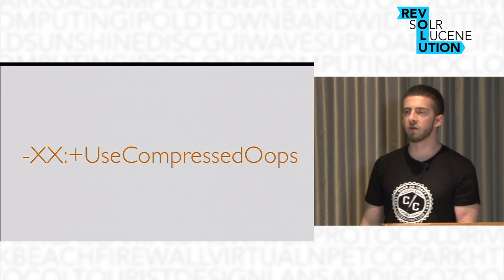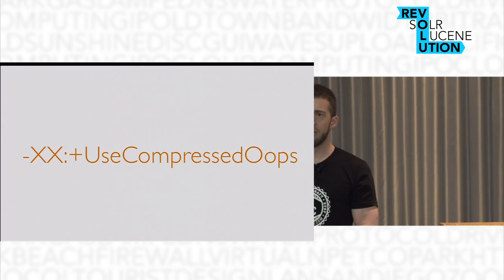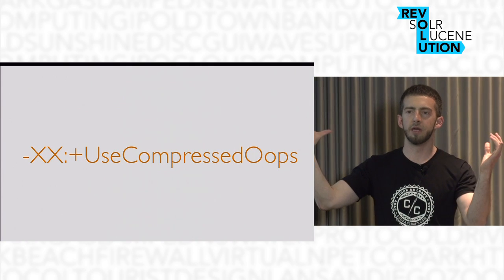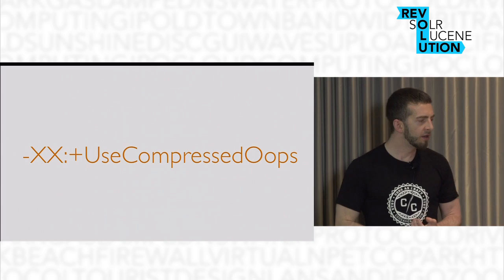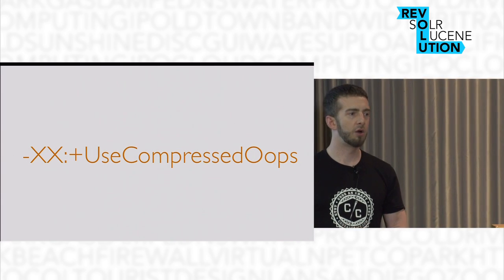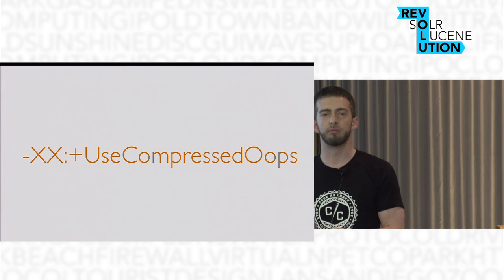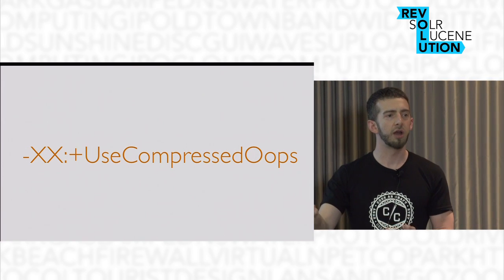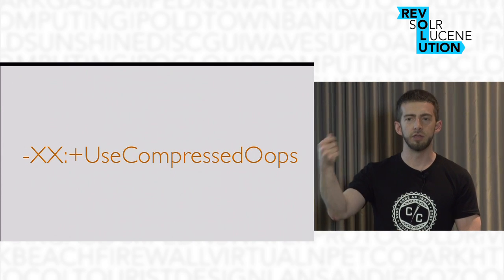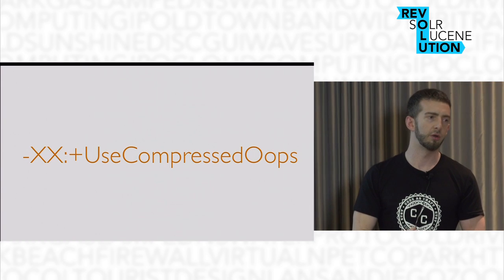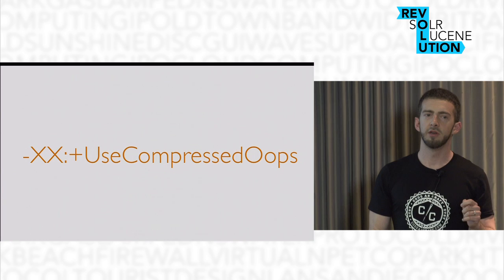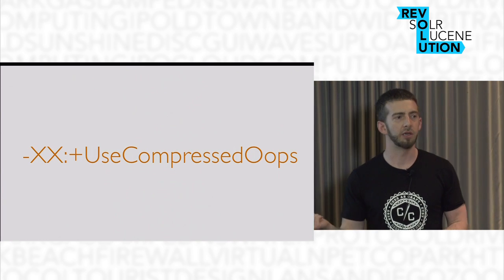Normally, if you are using a 64-bit system, your object pointers will be 64-bit. But if your heap is small enough, say 31 gigs or below, the JVM will compress those object pointers for you. So even though you're on a pretty large heap on a 64-bit system, it can use 32-bit ordinary object pointers. This is not on by default, and if you have a heap below 32 gigs, it's probably a good thing to turn on.